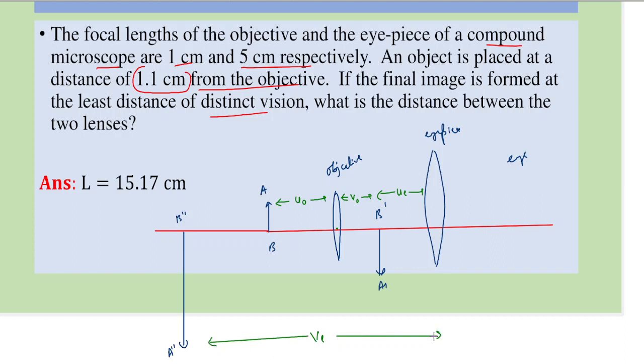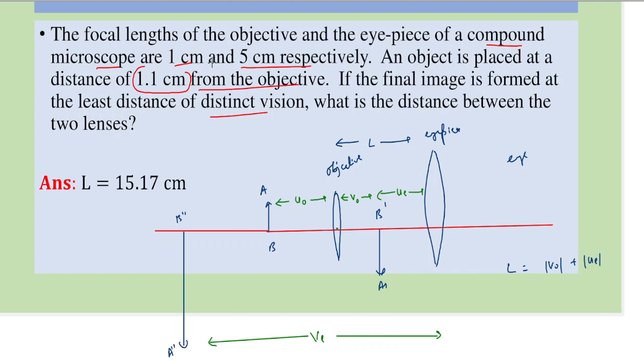So here the question says, what is the distance between the two lenses? That is called the length of the tube, capital L. So capital L is given as V naught plus UE. It's only the magnitudes. We'll first write the data given in the question.